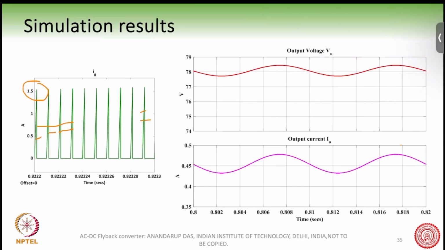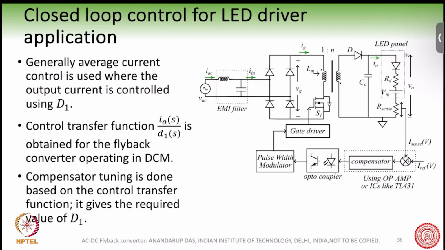Okay, the output voltage here, you can see the output voltage and the output current. We are putting a resistive load. Output voltage has a small ripple, 78 volt, over which there is maybe 1 volt ripple which we have kept. And output current is something like this. So this actually shows you some of the important waveforms of this converter.